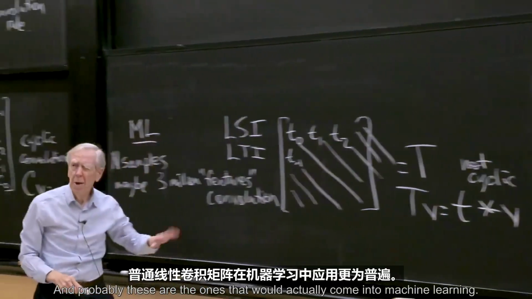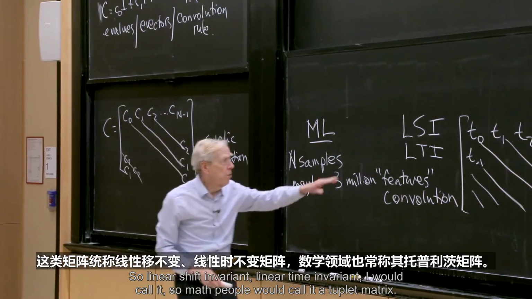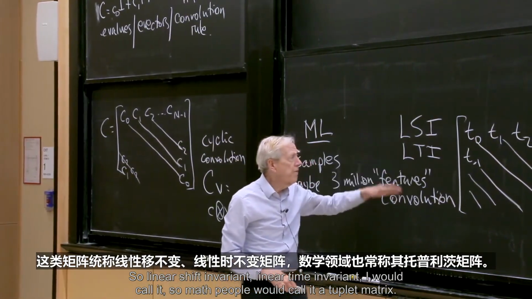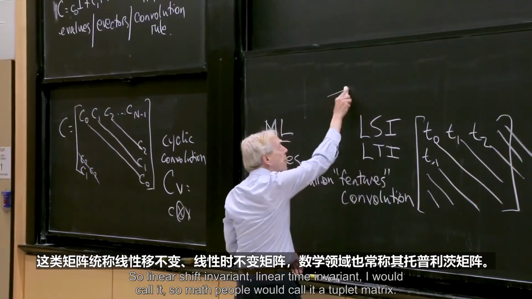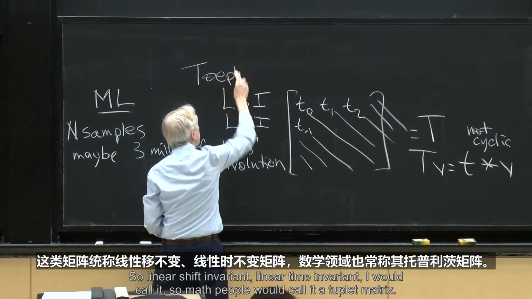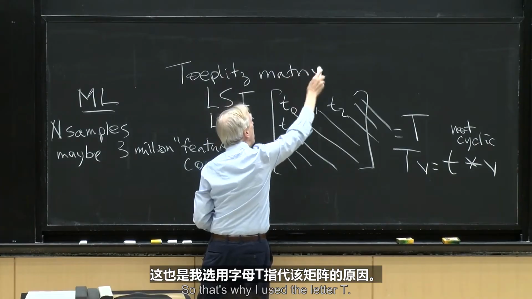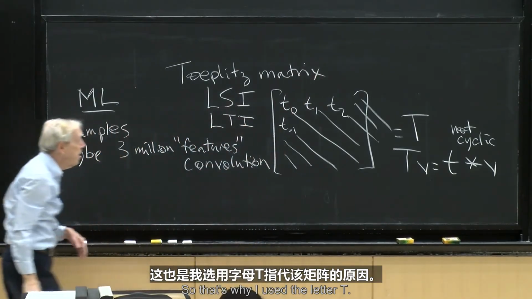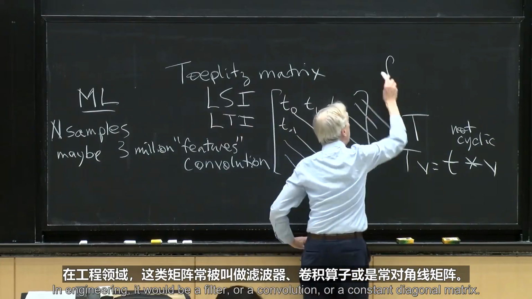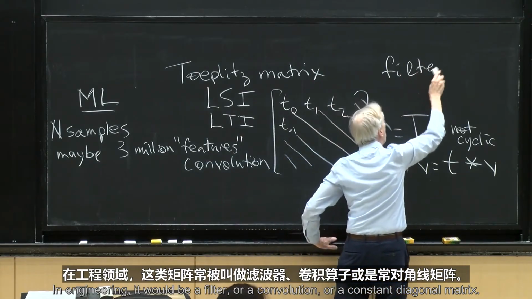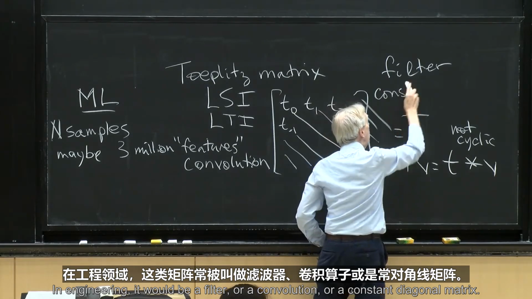And probably these are the ones that would actually come into machine learning. Linear shift invariant, linear time invariant. Math people would call it a Toeplitz matrix. That's why I used the letter T. In engineering, it would be a filter or a convolution or a constant diagonal matrix.